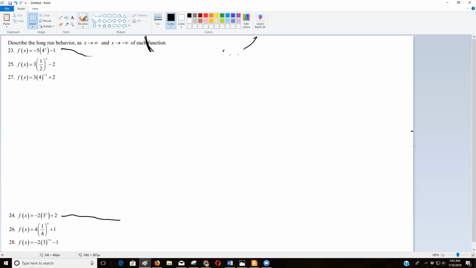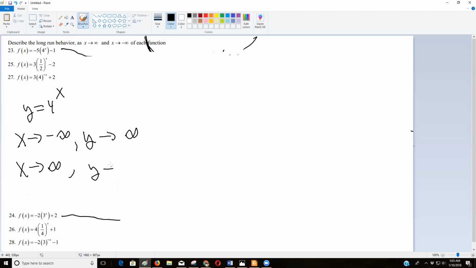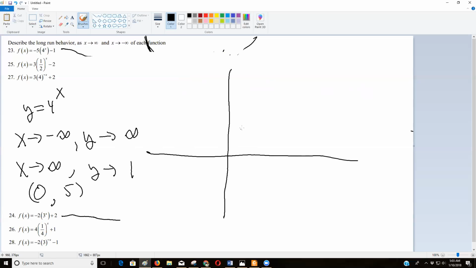So I know I've got a function that's a translation of y equals 4 to the x. I know that as x approaches negative infinity, y would approach positive infinity. As x approaches positive infinity, y approaches 1. I know this function has a y-intercept of 0, 5. Let's figure out what it looks like, and then try to write an equation for it. Though you already kind of know what the answer is, but pretend I'm not looking at that.